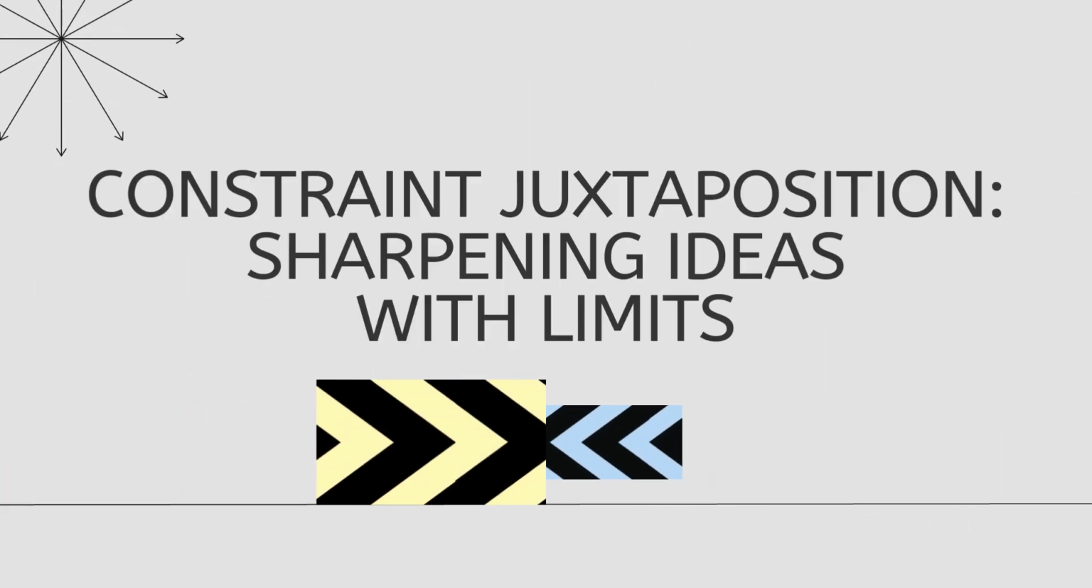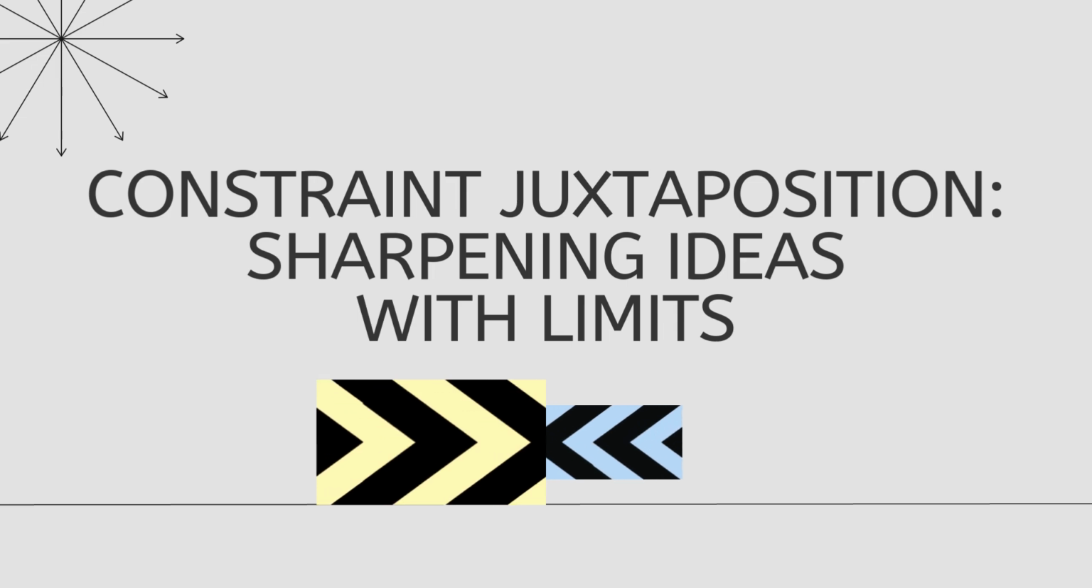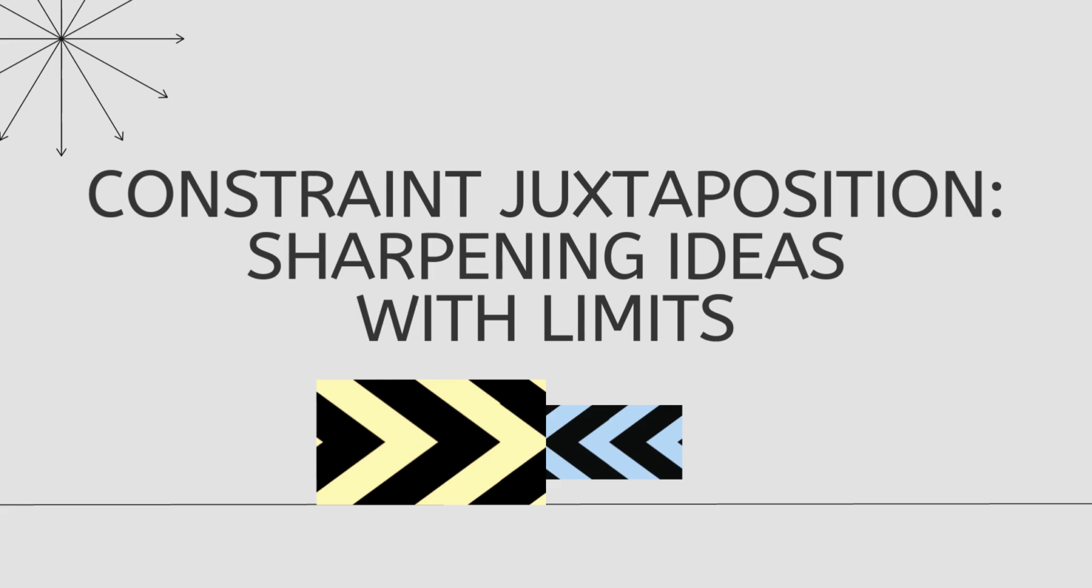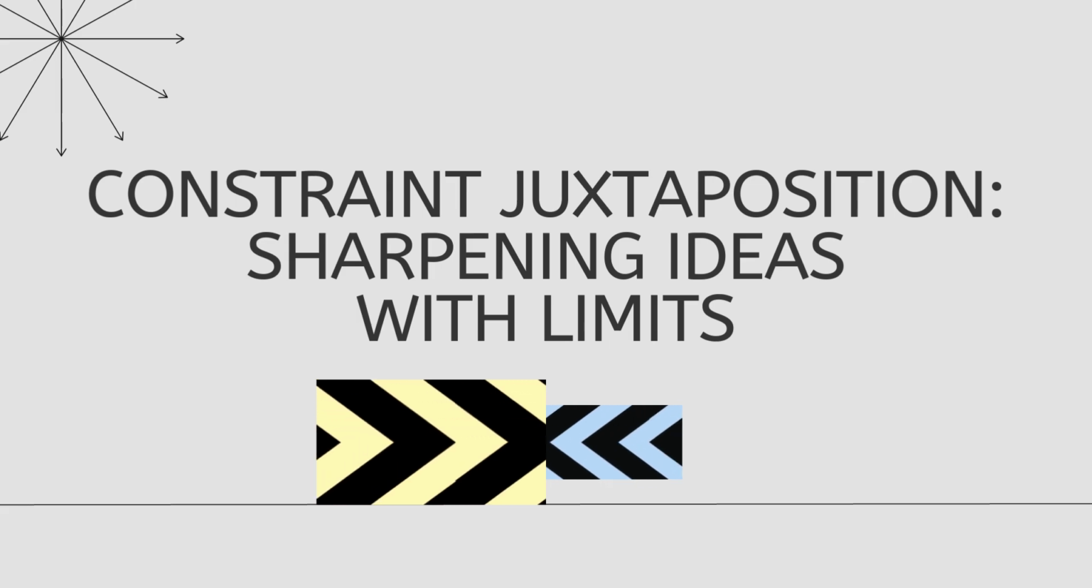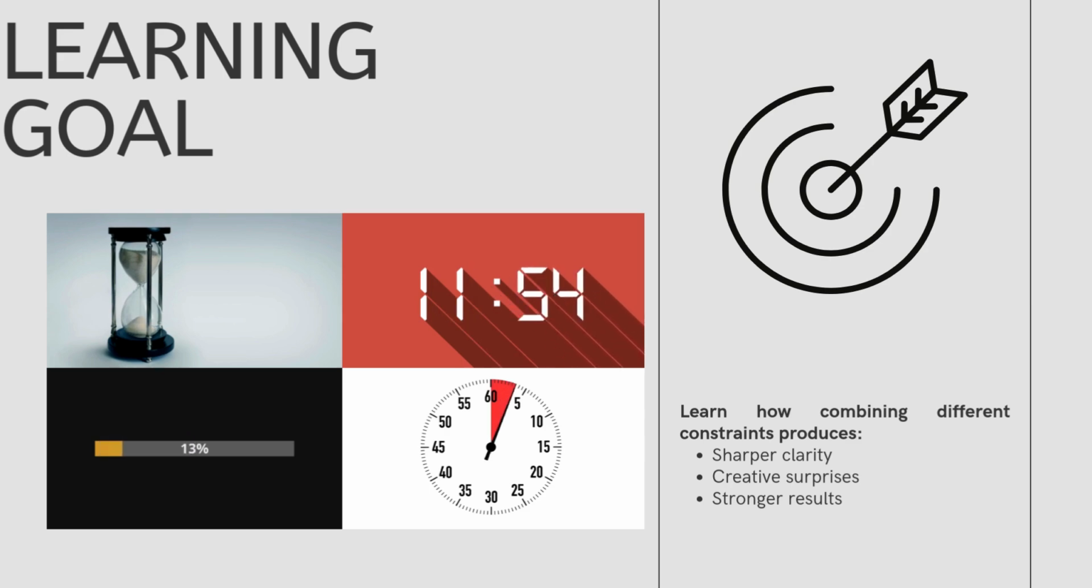Welcome to Module 14, Constraint Juxtaposition. This technique uses limits side by side to sharpen clarity, stretch creativity, and test ideas under pressure. Our goal is to understand how placing contrasting constraints on the same task, like long versus short or formal versus casual, forces the AI to think in sharper, more original ways. Juxtaposition gives you outputs that are different, but equally valuable.